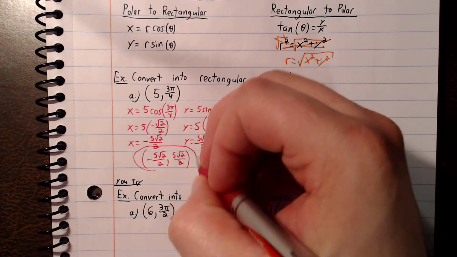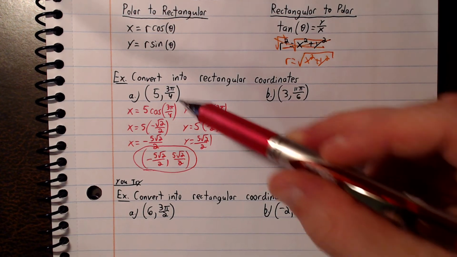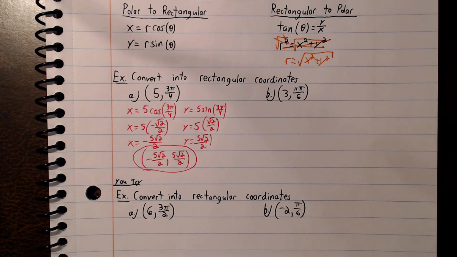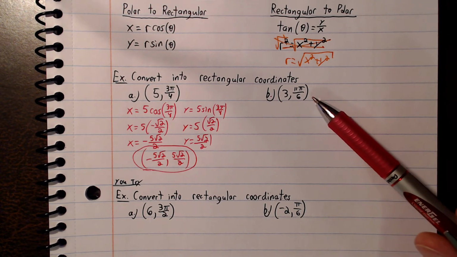So here is the rectangular version of this polar coordinate. Now, that's if you had the units lined up nicely. If you were to take one graph and put it right on top of the other, that's where it would land. Let's check it out with this particular problem.